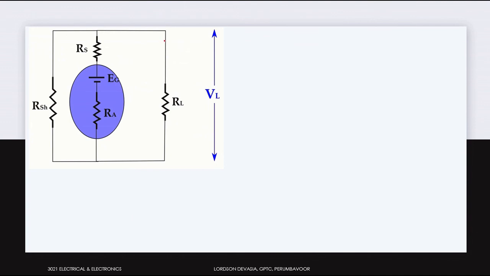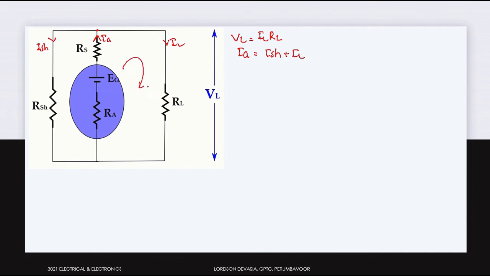So what are the equations? We can take this as the load current IL, this is the armature current IA, and this is ISH. So what is VL? VL is equal to the current through RL, that is IL RL. Apply KCL at this point. The entering current is IA, and the leaving currents are ISH and IL. So the entering current equals the leaving current: IA is equal to ISH plus IL.